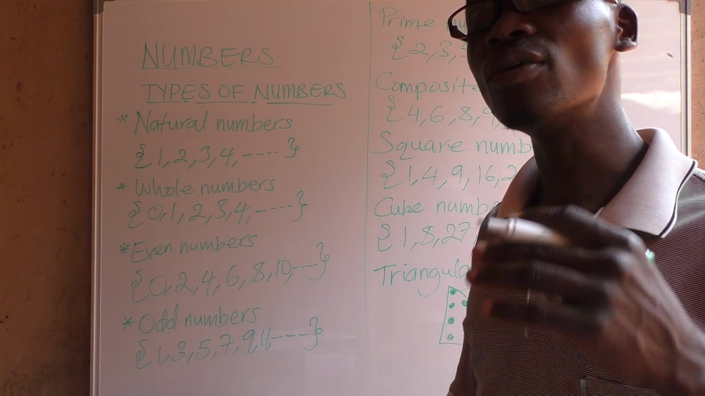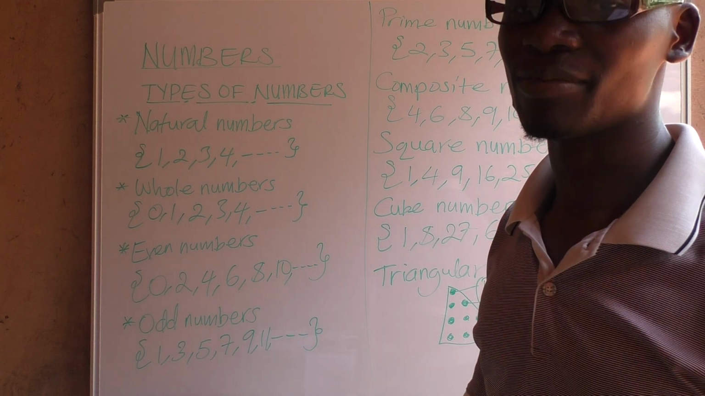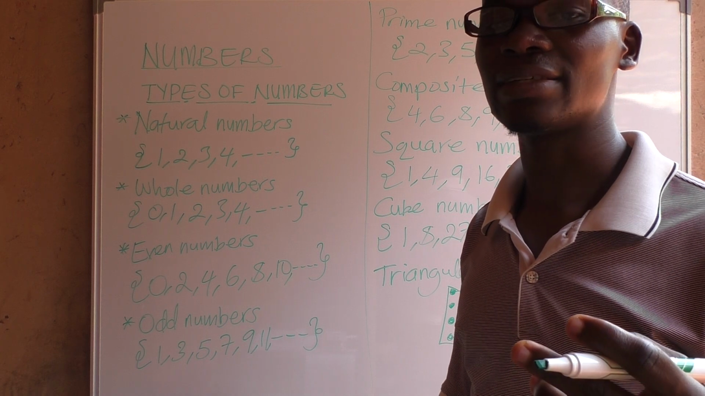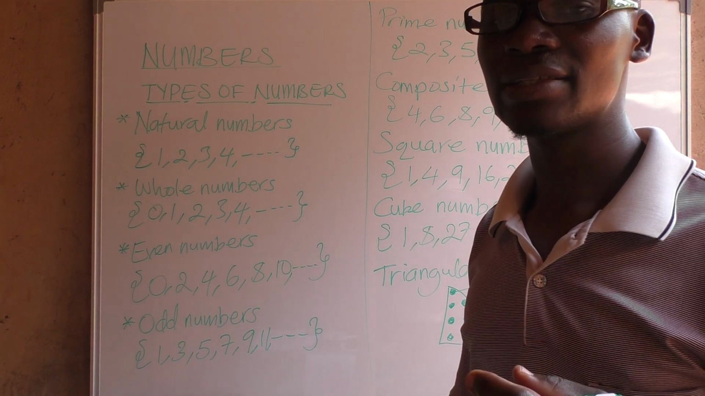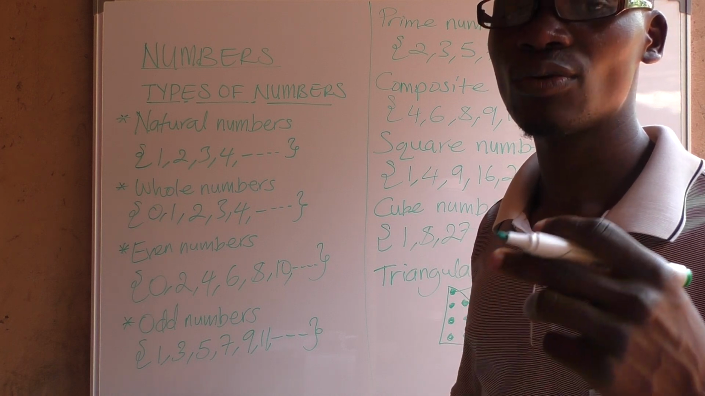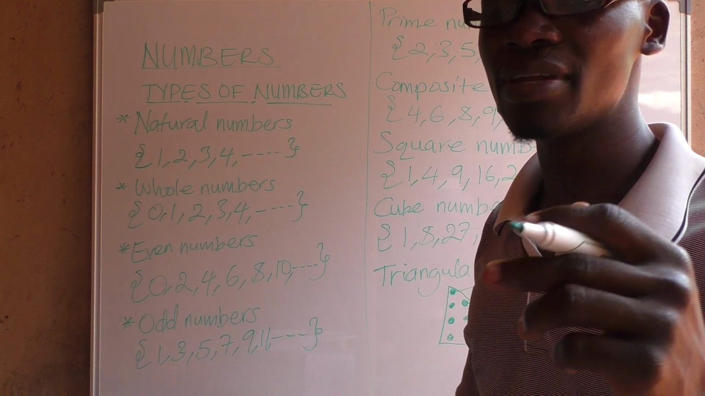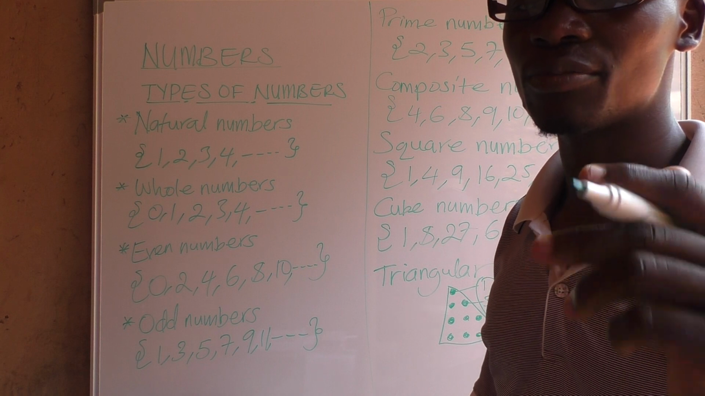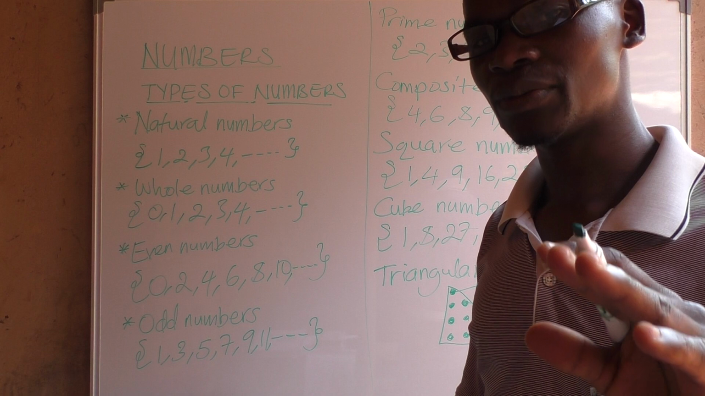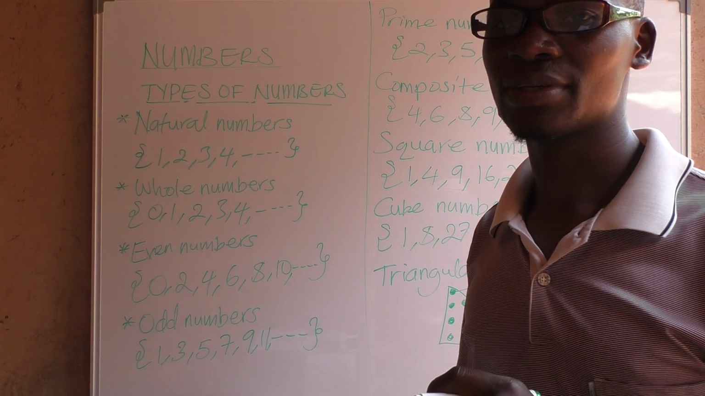The same can also be applied when solving probability problems. For instance, they will give us that a set contains the first 20 whole numbers. Find the probability of choosing a composite number. So if you don't know what these numbers are, you will not be able to answer such questions.